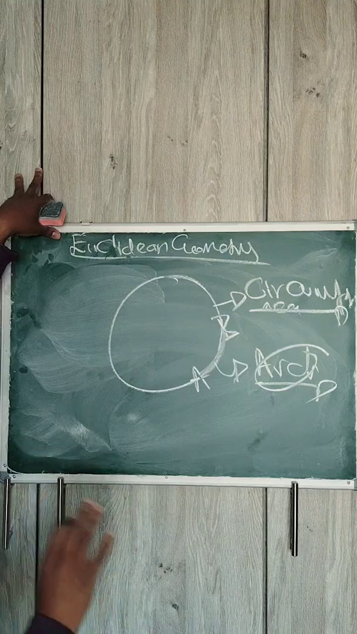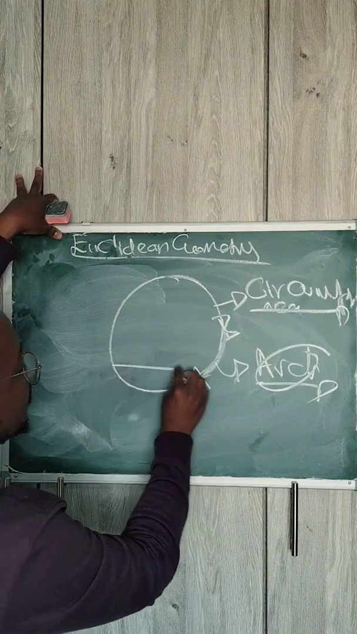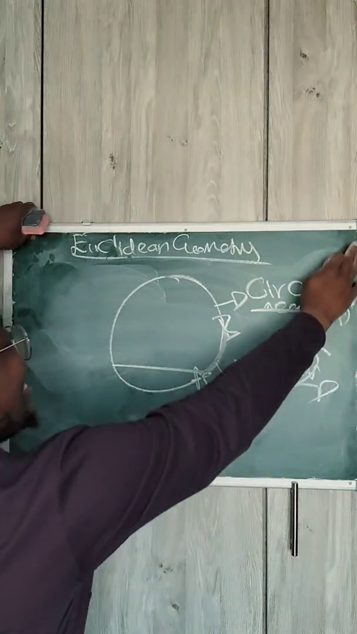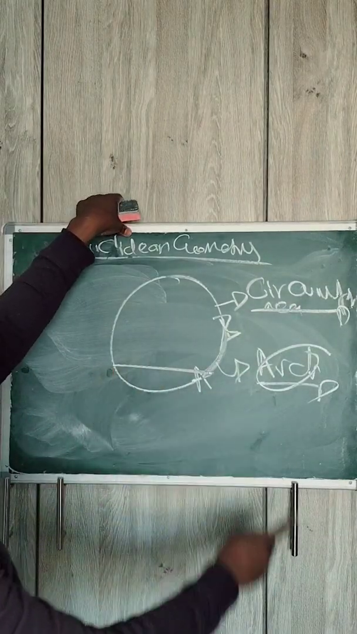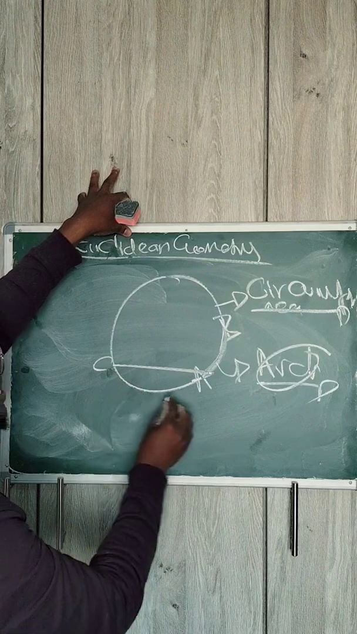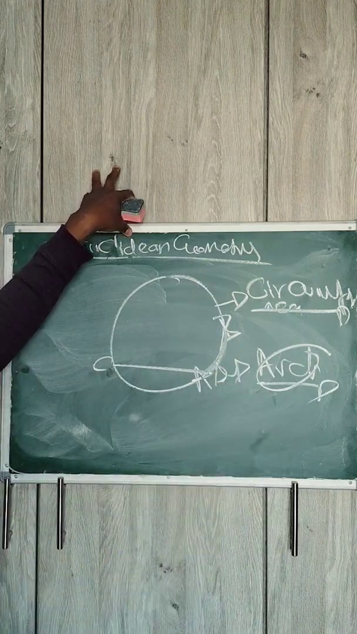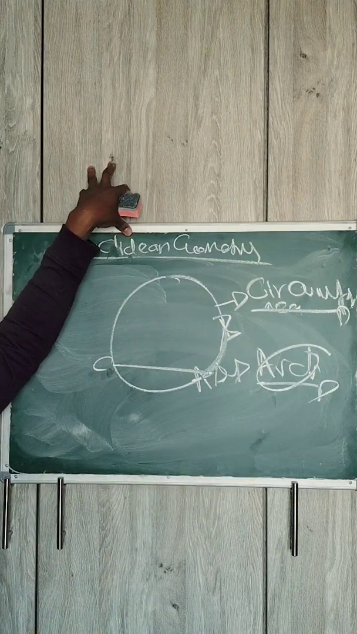And what do we have? We have something that we call a chord. A chord is a line segment, guys, that is drawn from one point of the circumference to the other point of the circumference. Let's call it chord CD, okay? This is normally what a chord does.